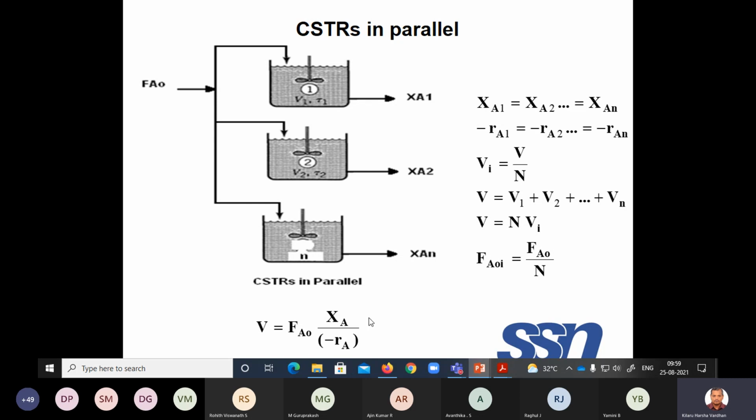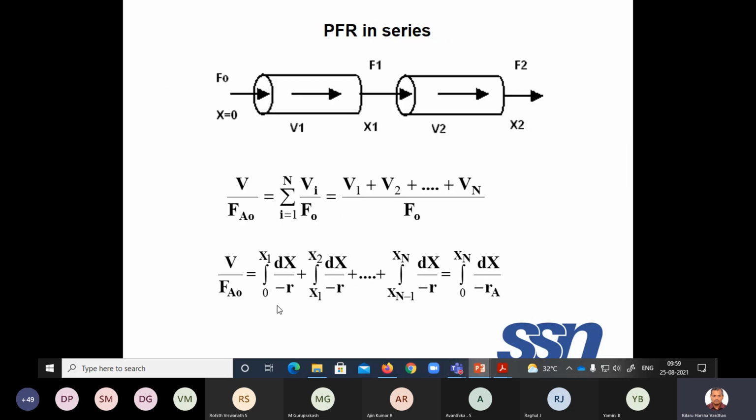So that is what, again, the reactor volume is going to be the same. V by FA0 is XA by minus rA, where FA0 is nothing but FAI, because your entire flow rate is not coming. Only 1/3 or 1/4 of the flow rate is coming. Based on this, your volume requirement also will be less, right? So we will see if reactors are in parallel.